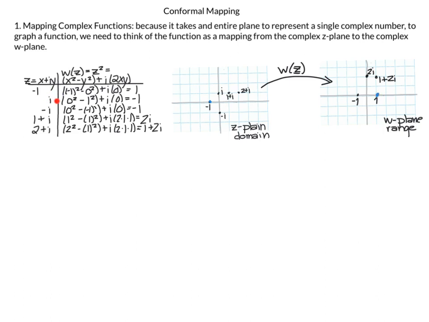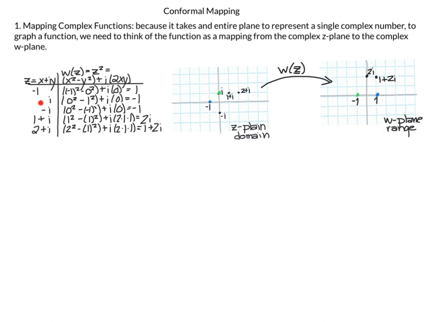Next, if we plug in z equals i, that's where x is equal to 0 and y equals 1. Be careful because y is not equal to i, it's equal to 1. Sometimes I make that mistake. So then when we plug it in, we get 0 squared because x is 0, minus 1 squared, and then i times 0, so we get -1. That means our point i over here gets mapped to -1. So again, from i in the z plane to -1 in the w plane.